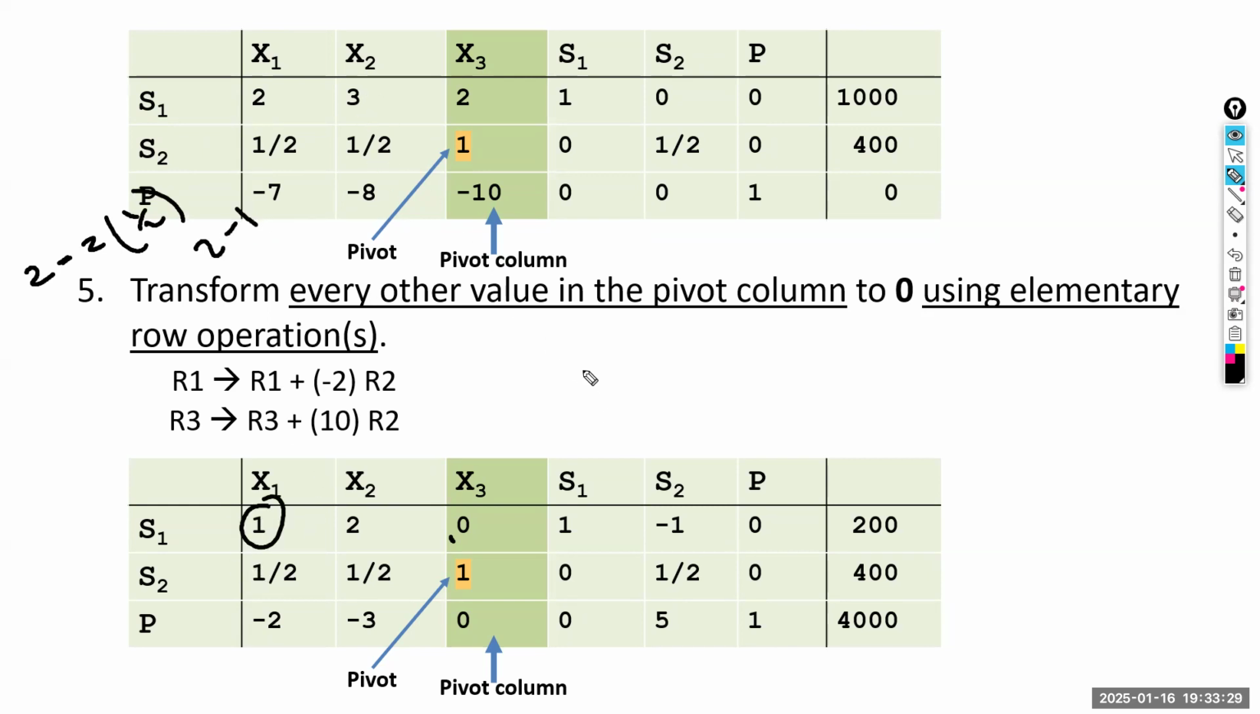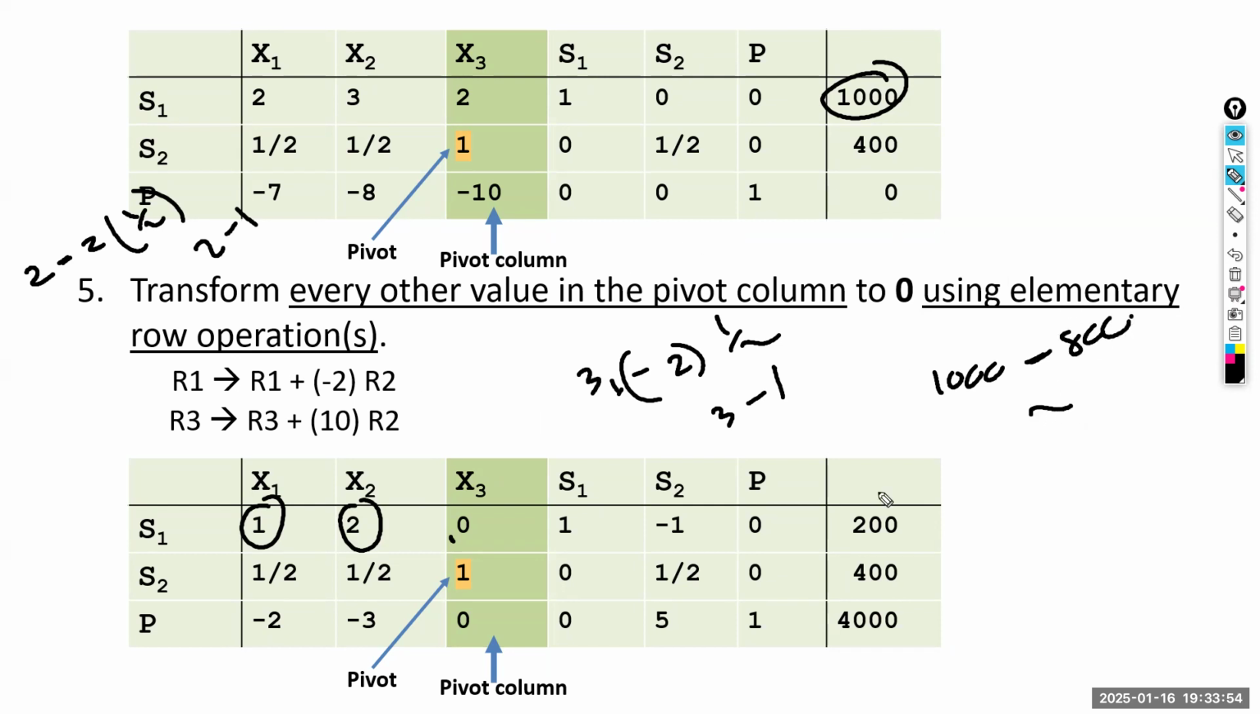This is 3 minus 2 times, right? Minus 2 times half. That is 3 minus 1, which is 2, right? Which is 2, and so on. Here also you need to do the same thing. That is, R1 is 1000 minus 2 times R2 minus 800. 1000 minus 800 is 200. So now this has become 0.